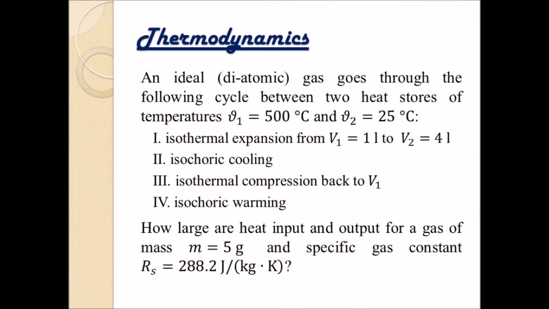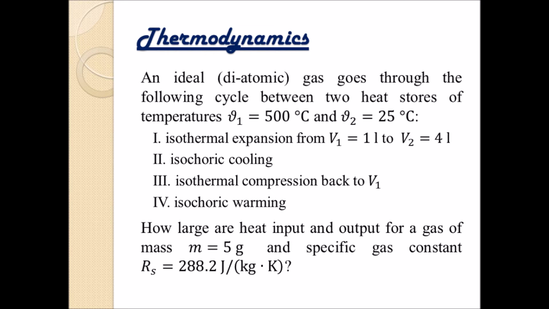So let's start. An ideal diatomic gas goes through the following cycle between two heat stores of temperatures θ1 equals 500 degrees Celsius and θ2 equals 25 degrees Celsius. First, isothermal expansion from V1 equals 1 liter to V2 equals 4 liter. Secondly, isochoric cooling. Third, isothermal compression back to V1. And last but not least, isochoric warming. How large are heat input and output for a gas of mass m equals 5 gram and specific gas constant Rs equals 288.2 joule per kilogram and Kelvin?